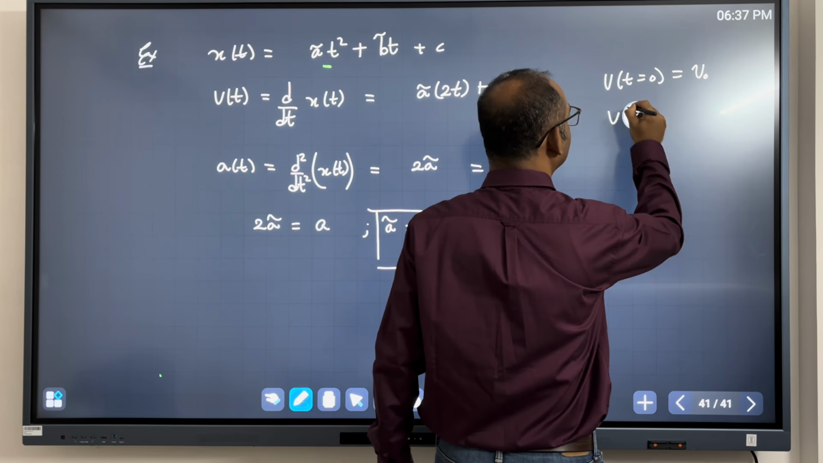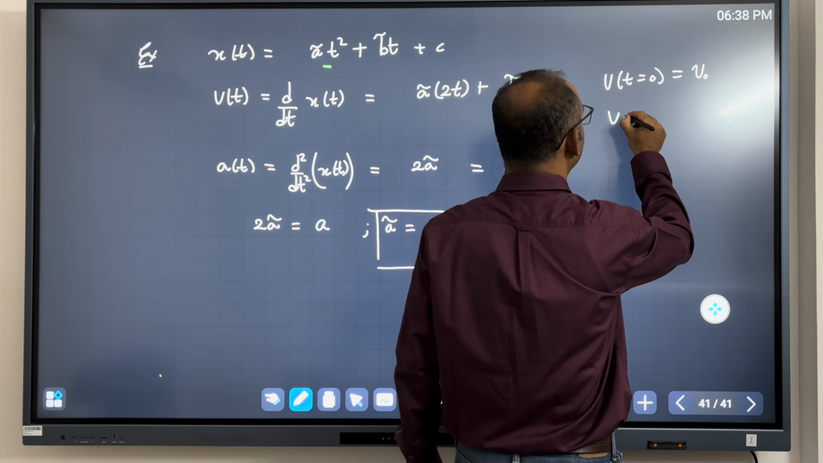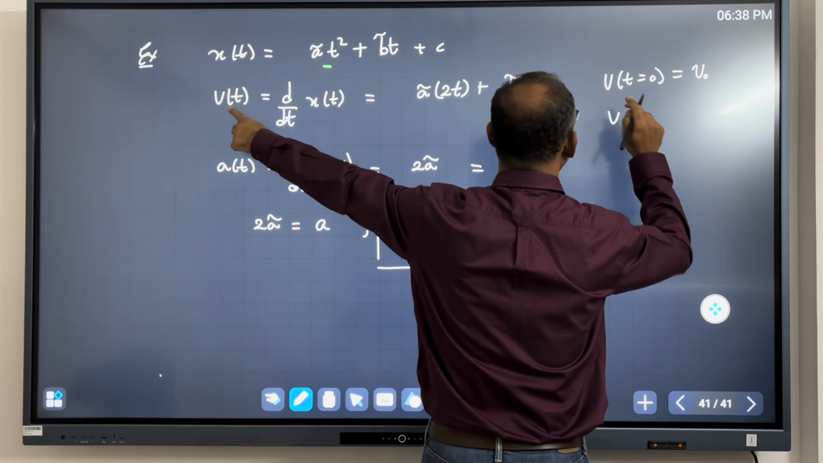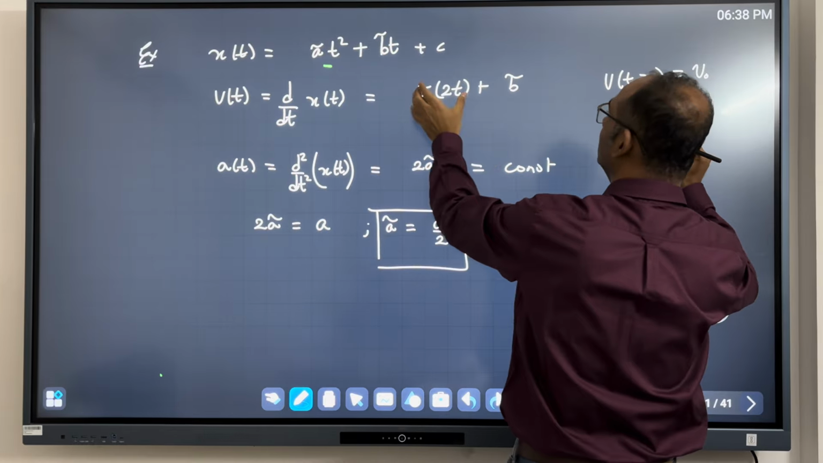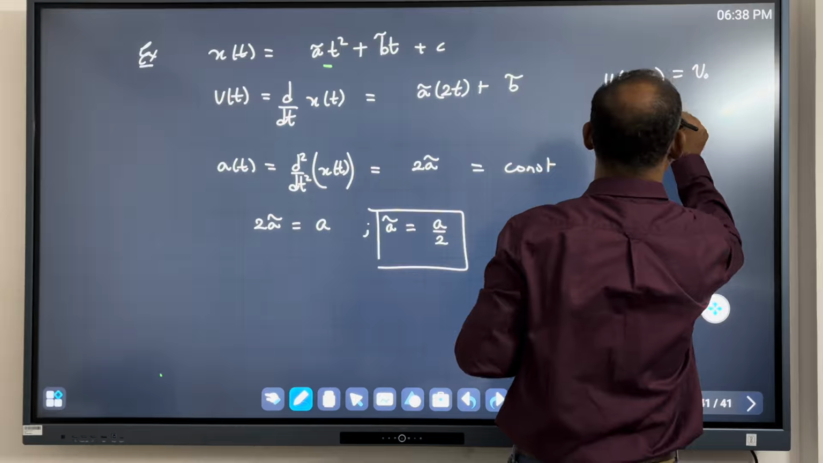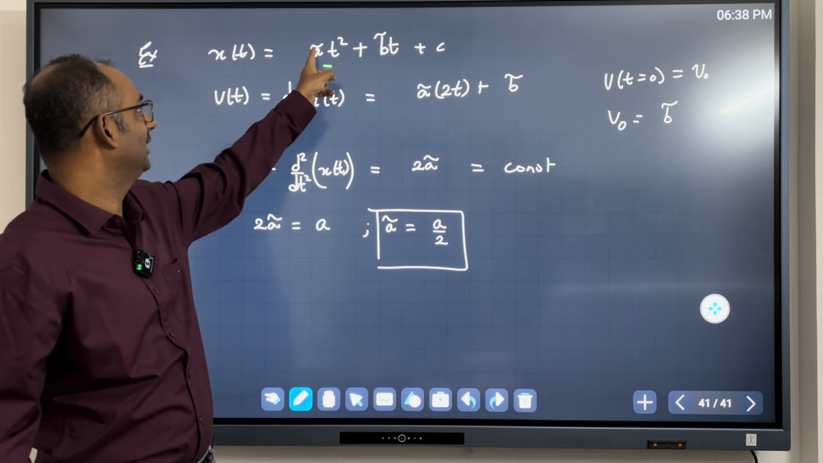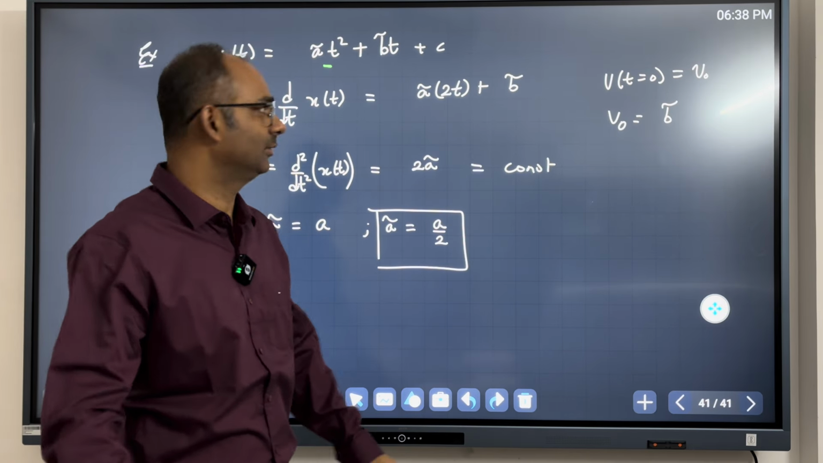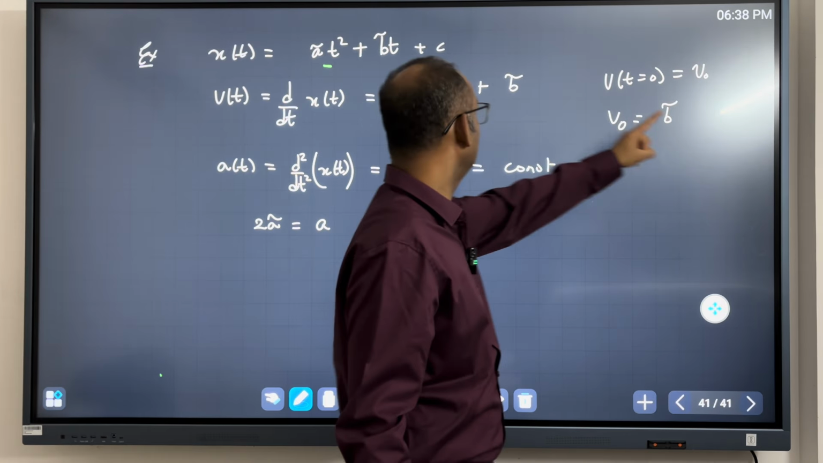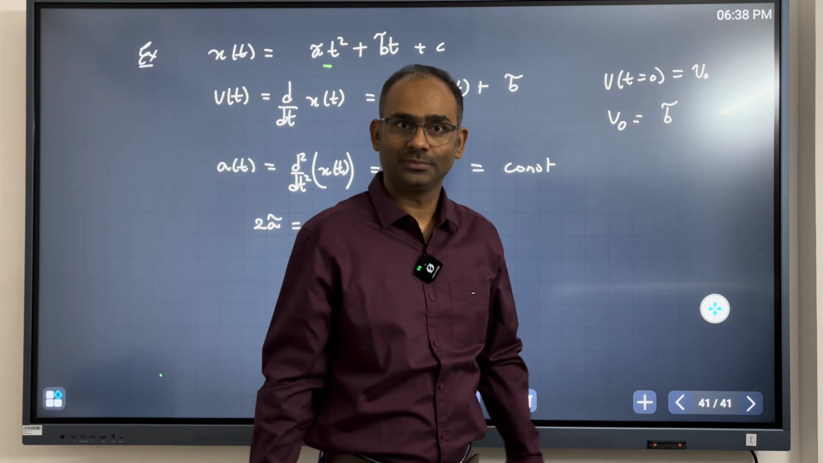Velocity at time t equal to 0, which is v naught, is equal to, since t equal to 0 makes that term go away, B tilde. Now you understand why I had put tildes. Otherwise, if I had put B here, the notation would be destroyed. So v naught is B tilde. So in this expression, B tilde is v naught.